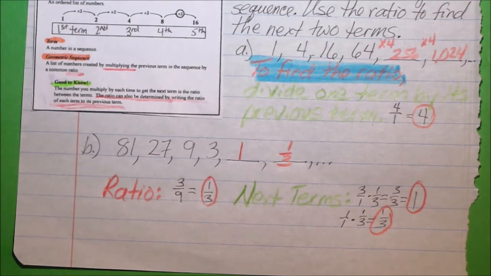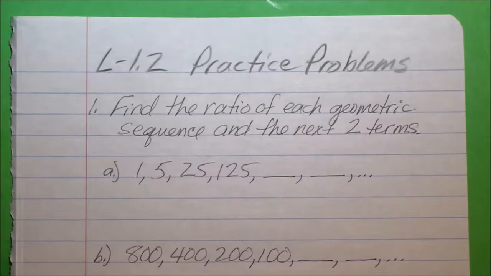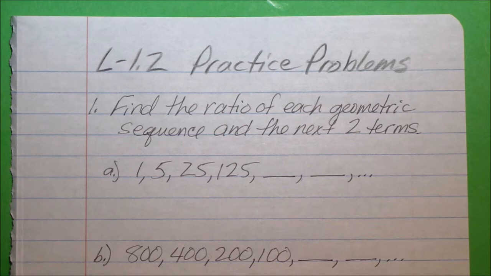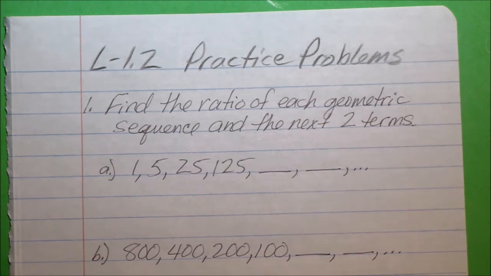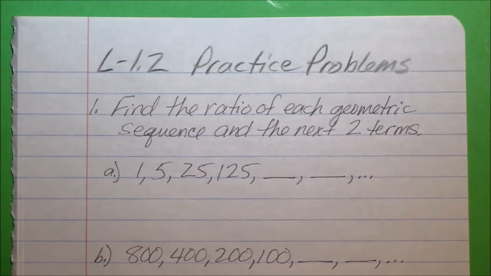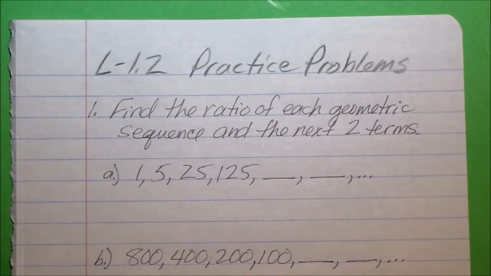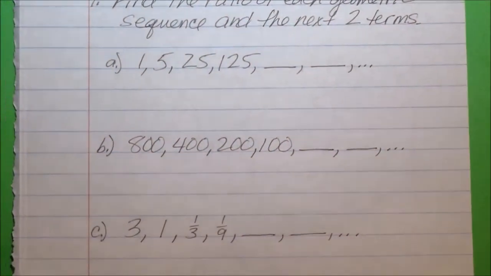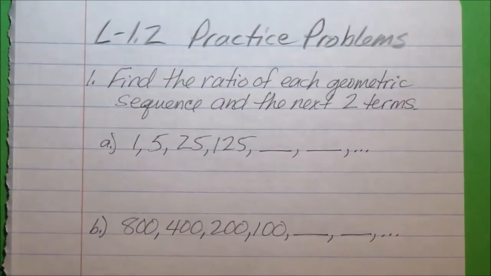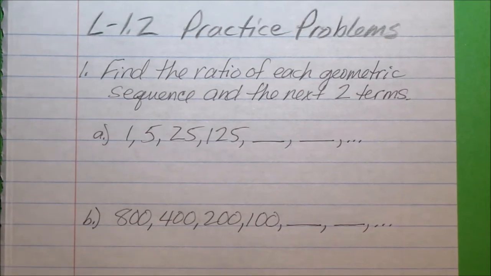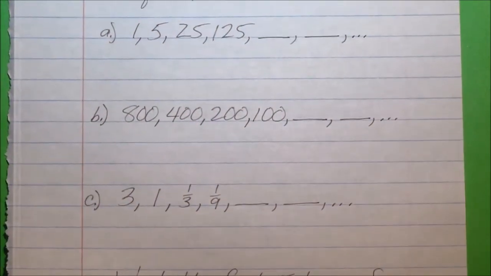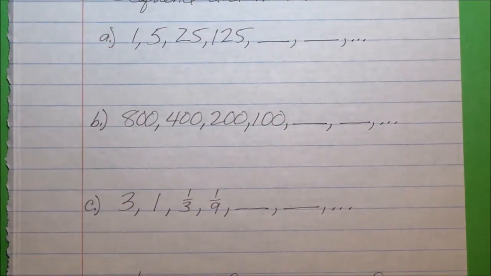Let's take a look at some practice problems and see how we're doing here. Okay, so practice problems for lesson 1.2. The first one has 3 different geometric sequences. You've got to find the ratio in order to find the next 2 terms. All right, so here's the instructions. And then here's the 3 sequences. Find the next 2 terms.